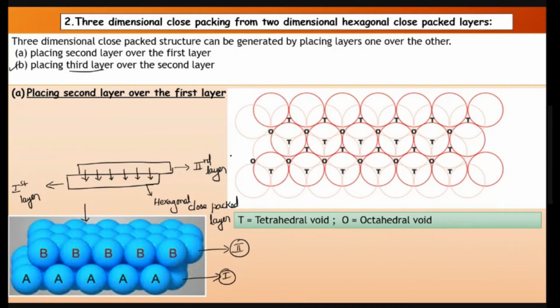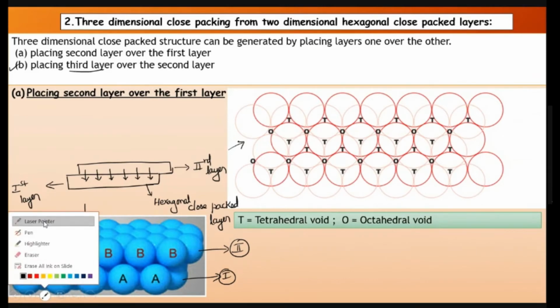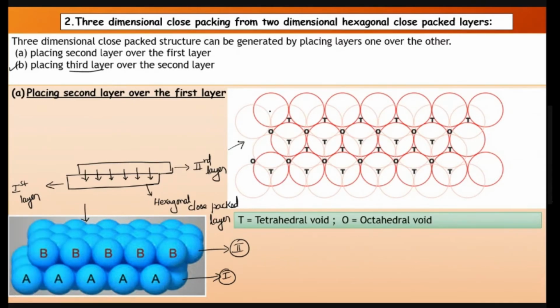But when you see it from the top, it looks somewhat like this. You can see the red circles and the faint pink circles. Here there are voids generated in this arrangement, and they are named tetrahedral voids and octahedral voids. Why are they called tetrahedral void and octahedral void? First we will discuss that. So now we'll consider the tetrahedral void.